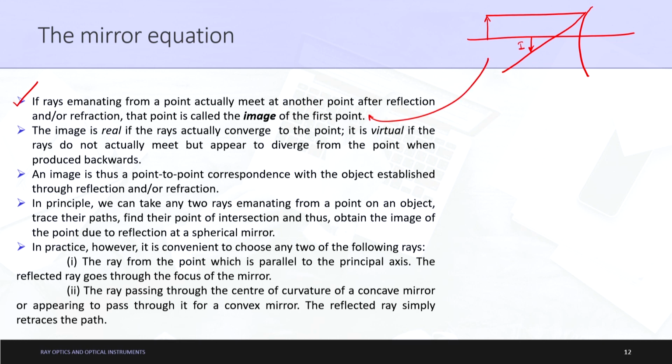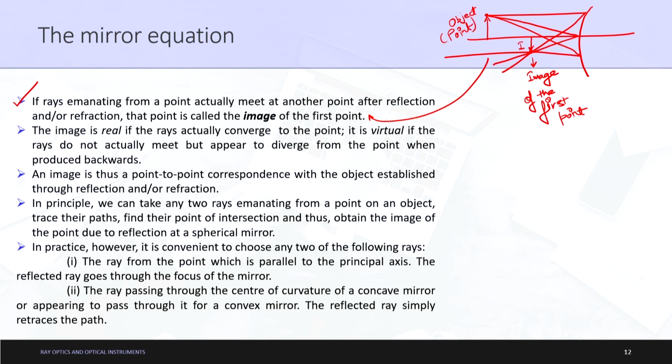So, if the rays emanating from a point actually meet at another point after reflection or refraction, that point is called the image of the first point. So, this point is nothing but the image of the first point. If we denote this as the object, which is a point, then this is its image. Okay, so all these things were understood.